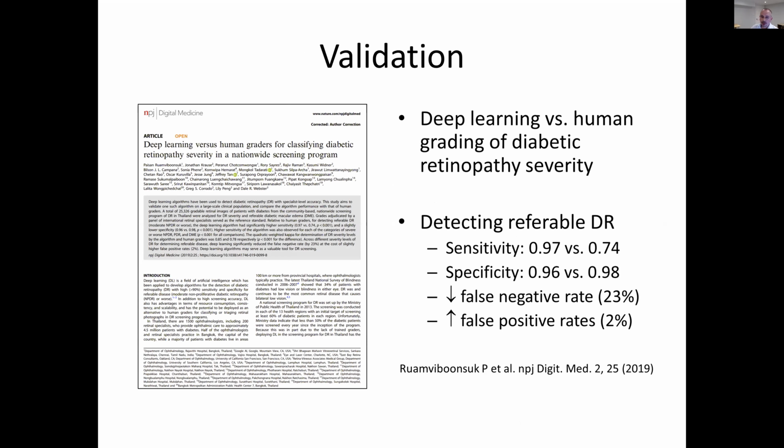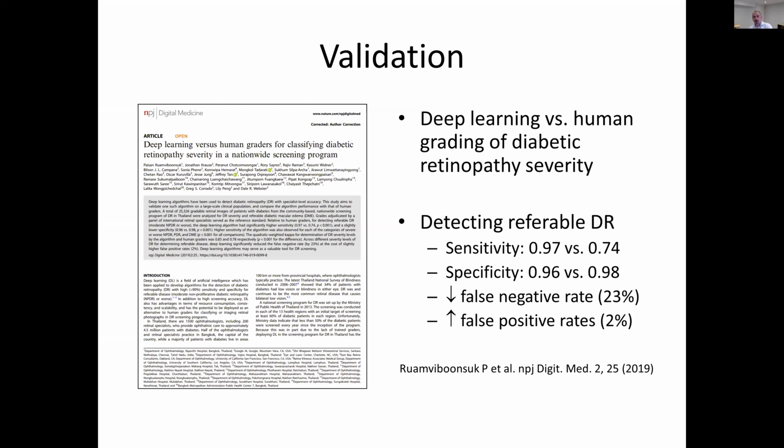This was a pretty significant paper that came out a while back. And what this paper involves was a group that used about 25,000 high-quality retina images from a community-based diabetic retinopathy screening program in Thailand. And what they did was they developed a machine learning model that could detect diabetic retinopathy, grade its severity, and also detect macular edema.